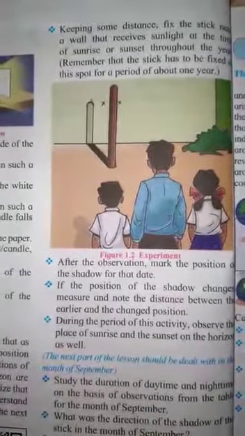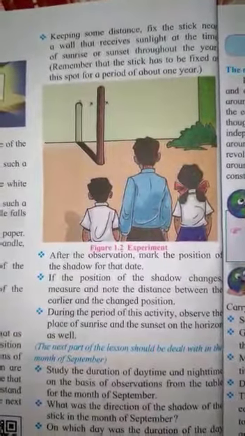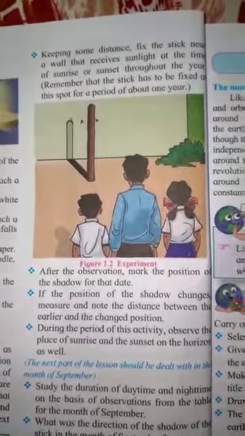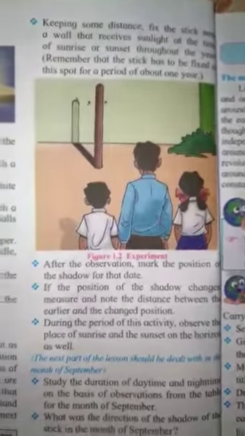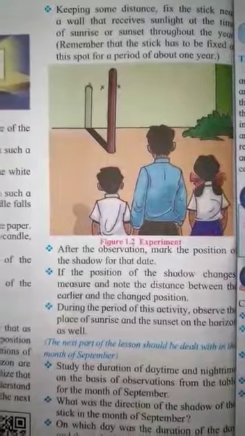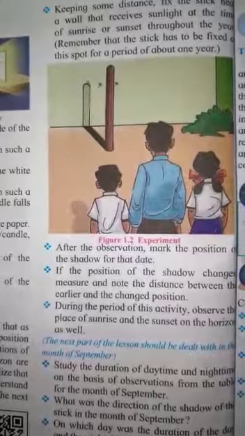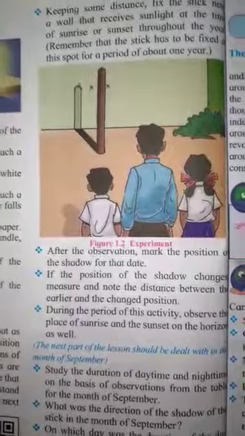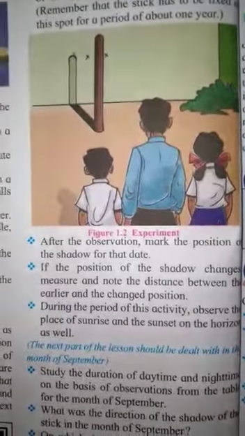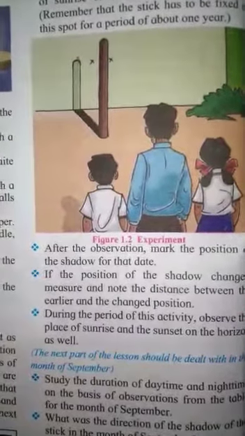Keep some distance. Fix the stick near a wall that receives sunlight at the time of sunrise or sunset throughout the year. This is the next activity. After the observation, mark the position of the shadow for the date. Every day you have to mark the position of the stick's shadow. If the position of the shadow changes, measure and note the distance between the earlier and the changed position. During this activity, observe the place of sunrise and sunset on the horizon as well.